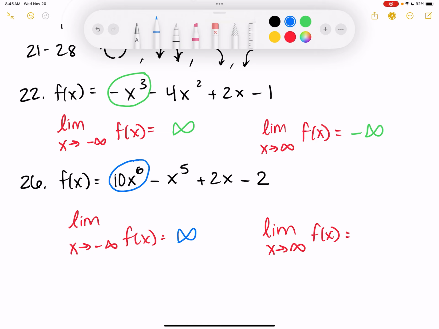If I plug in 2 here, what would my sign of this thing that's circled be? Just 2 or whatever. Yes, a positive. So this one's also positive infinity. So it's an even power. They have the same sign. I'm good to go.